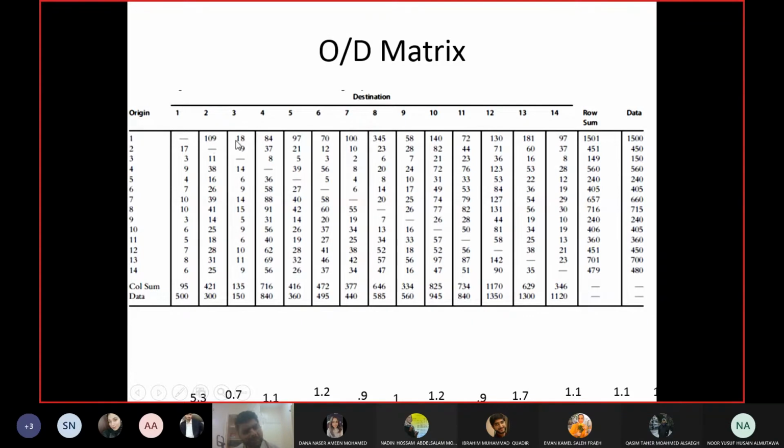Similarly, out of this 18, you will have the same modes, and you may have a different distribution for each cell value in this matrix. So each cell value from this matrix will be further distributed into different modes.